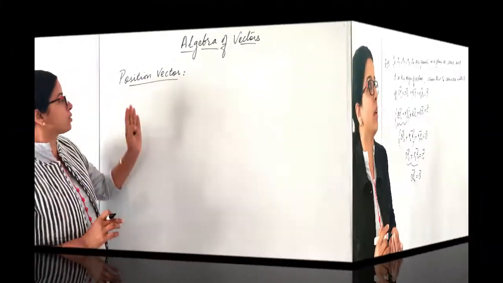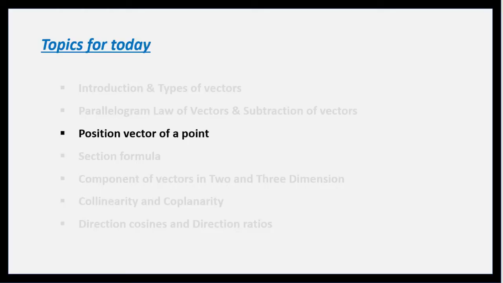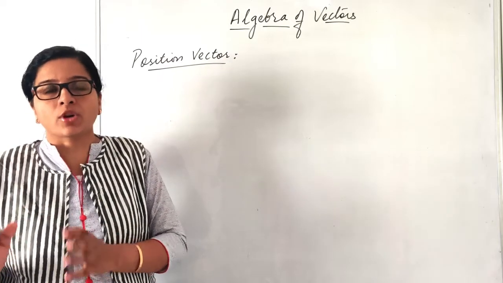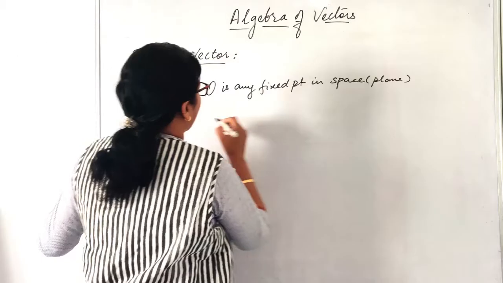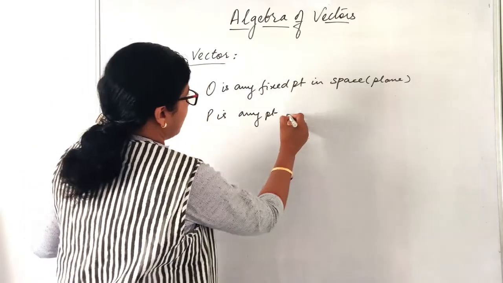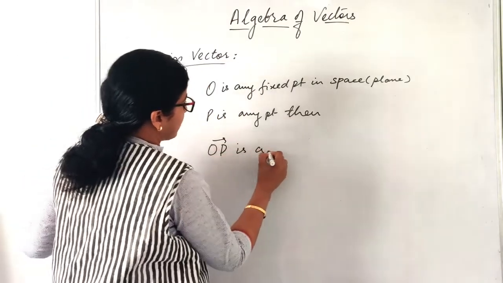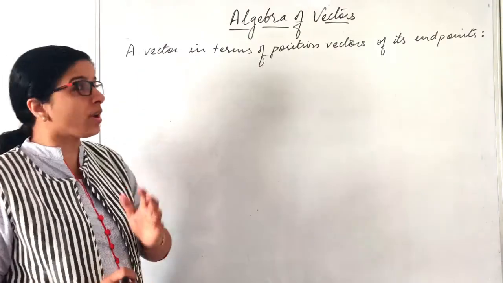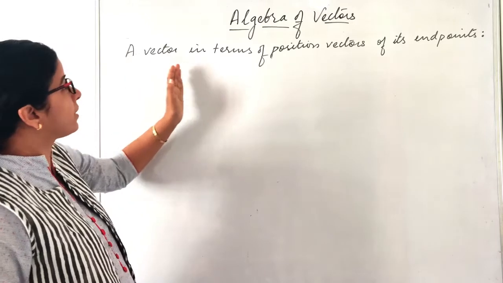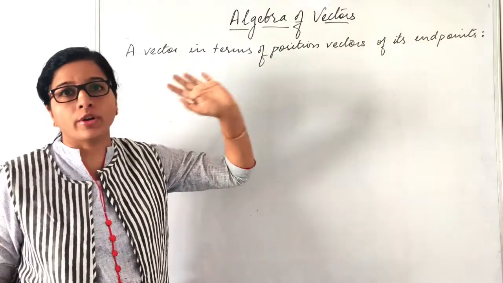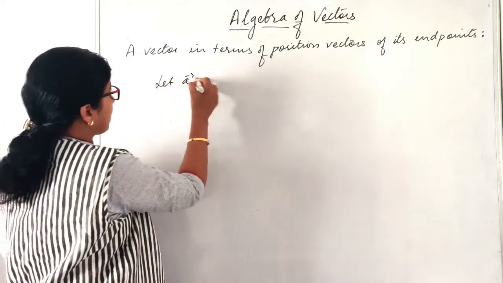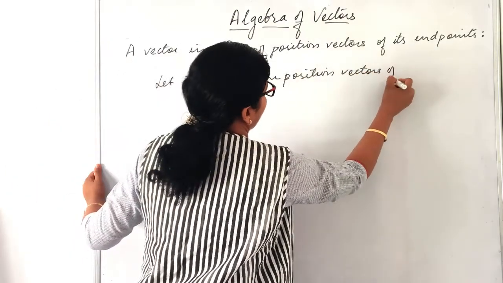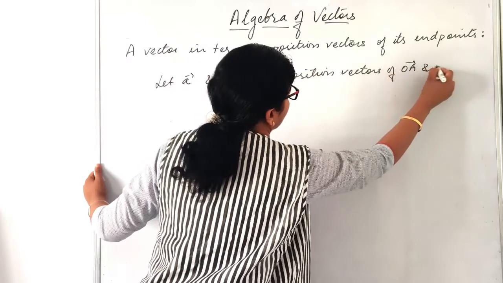Is that clear? So let us understand what is position vector. If O is a fixed point and it is an origin in a space or a plane, right? Any fixed point, and P is any point, then OP vector is a position vector of P with respect to O. Is that clear? So now let us learn how to find a vector in terms of position vectors of its endpoints, right? So let A vector and B vector be the position vectors of OA and OB.